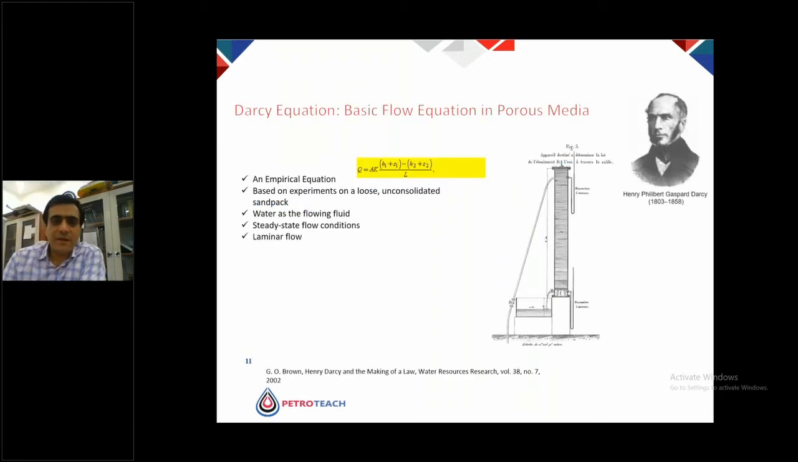The Darcy equation is the basic flow equation in porous media. All of us are familiar with this equation. This is an empirical equation which was developed by Darcy in 1856, and the correlation is based on experiments on loose unconsolidated sandpack, and he used water as the flowing fluid under steady-state flow conditions and laminar flow. These are the familiar rules and conditions where the Darcy equation applies, but after him, researchers extended the model to other flowing conditions, other fluids and other geometries.